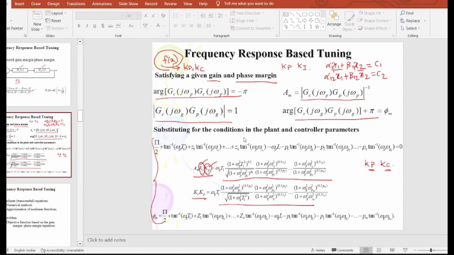Suppose you have a PID controller design problem where the number of unknown parameters is 3: kp, ki, kd. But if you are going for a state feedback problem, and it is a 10th order problem, then the number of controller tuning parameters will be at least 10. So that becomes meta-heuristic.